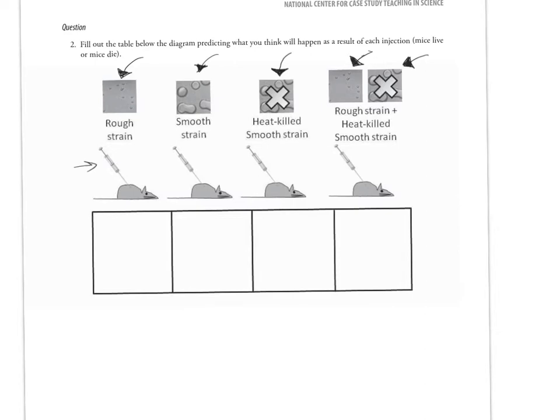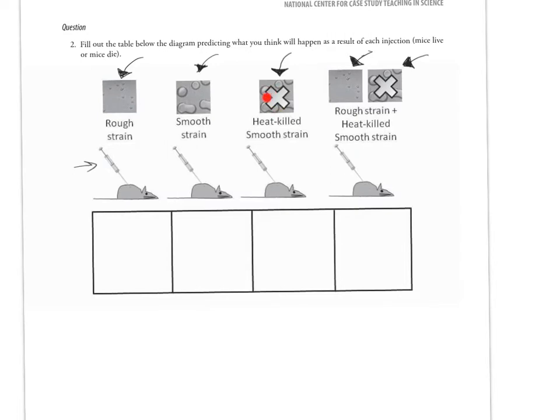Now, why would Griffith choose these four different groups to do experiments with? Well, the rough strain and the smooth strain, that makes sense. If you think that this one causes disease and this one doesn't, well, I should inject both of them into two separate mice. If this one lives and this one dies, then that says that maybe this is the one that causes disease. If this one lives and this one dies, then maybe it's the rough that causes the disease.